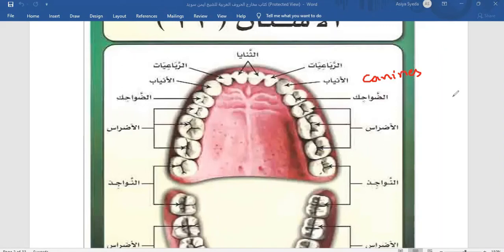Some people call it canines, but it's canines. Okay, an-niyab are the canines, the sharp teeth on either side. This and this. They're an-niyab, canines. Okay, al-dawahik.